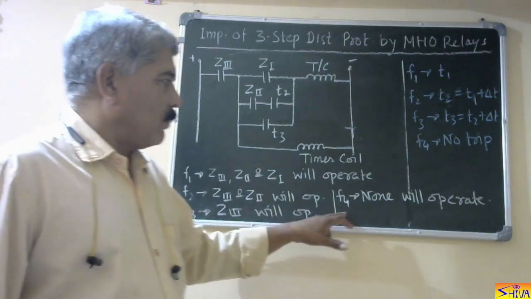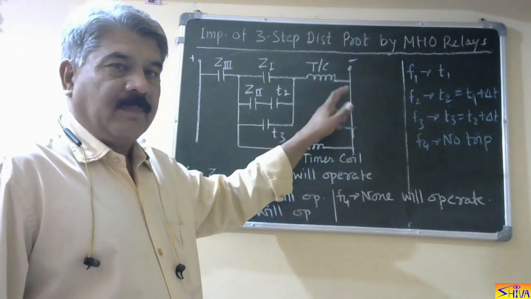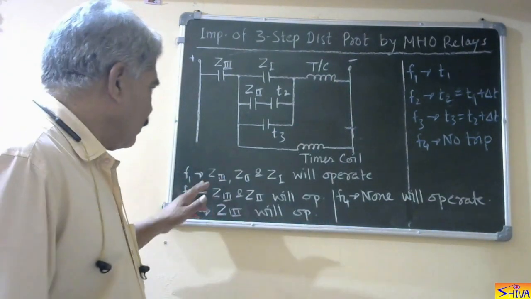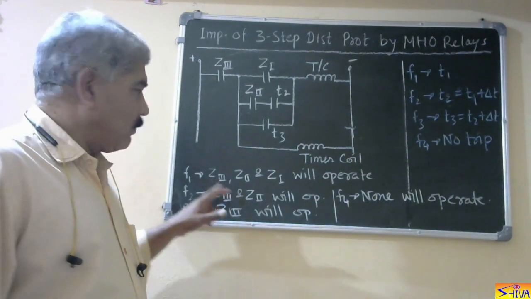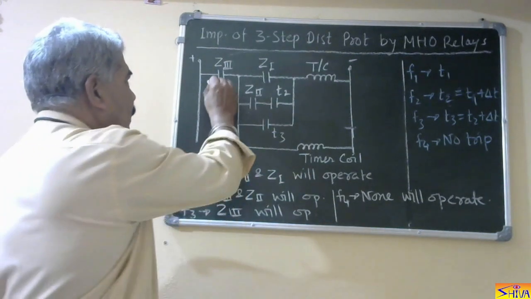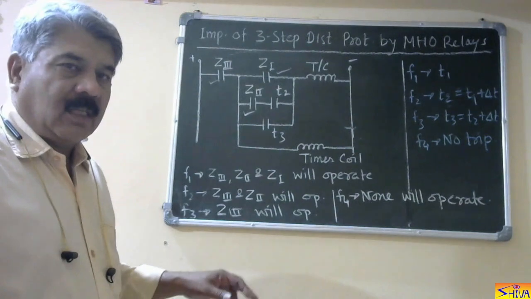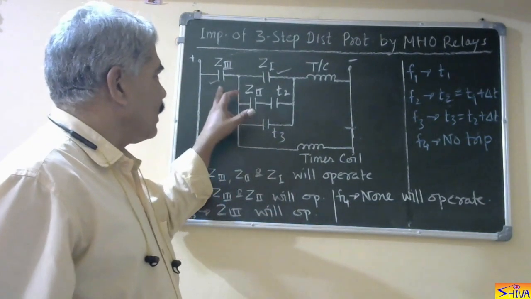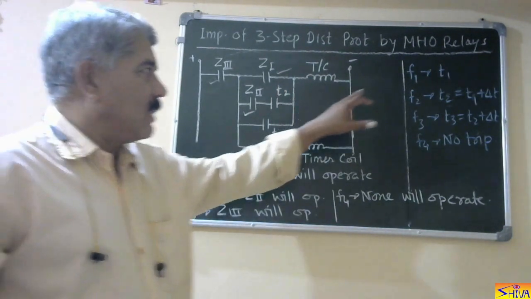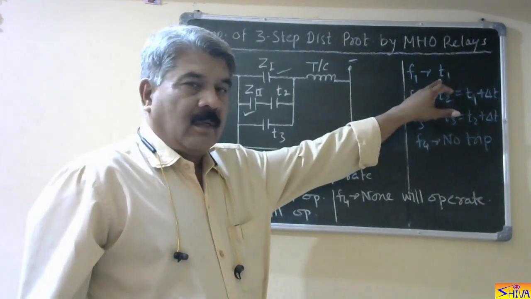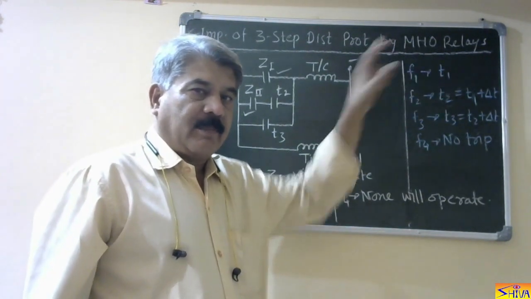For fault F4, none of the elements is going to operate, so the trip coil of the circuit breaker remains unenergized. For fault F1, it is in the operating region of all three elements, so Z3, Z1 and Z2, all three elements will operate. Here you can see, as soon as Z3 and Z1 operate, the trip coil is energized, and that is our requirement. For fault F1, the relay should operate without any intentional time delay, so it is operating.